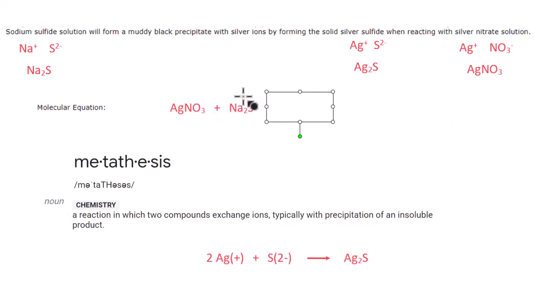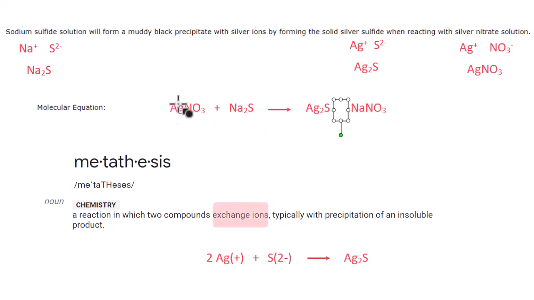We swap the ions. The silver goes to the sulfur, and the sodium goes to the nitrate. So our arrow is going to say these ions switch spots. So now instead of having silver nitrate, we have silver sulfide. And instead of having sodium sulfide, we have sodium nitrate. Notice how they switched places? Silver is still here, sodium is still here, but the sulfur and nitrate have switched.